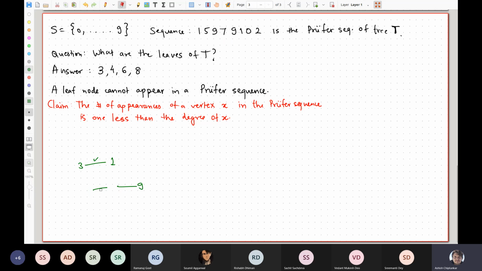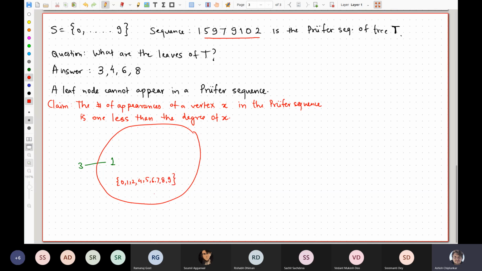Right. So 3 is attached to 1. I hope that is clear with everybody. And now what do we know? Whatever tree remains over here in the red circle is everything except this vertex 3 and the edge 3, 1. Its prefer sequence is 5979102. And its vertex set is everything except 3, so its vertex set is 0, 1, 2, 4, 5, 6, 7, 8, 9.